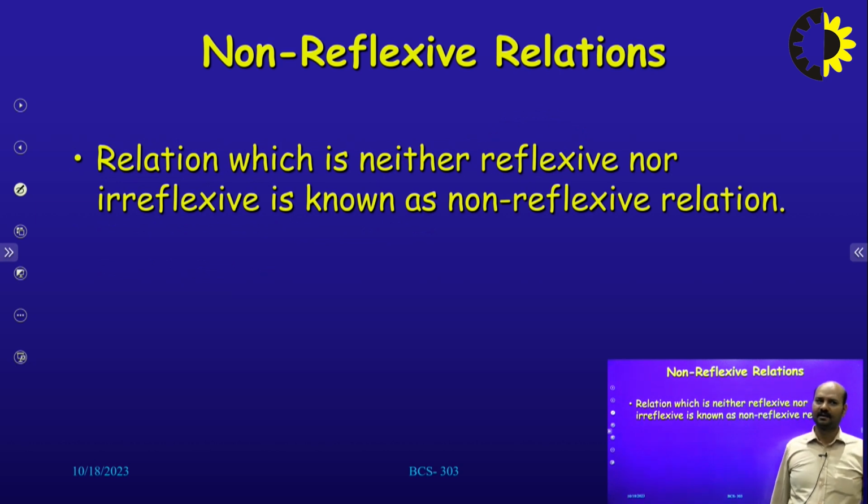Non-reflexive relation. A relation that is neither reflexive nor irreflexive is known as non-reflexive. It means some self relations are present and some self relations are absent. So we can say that such a relation is a non-reflexive relation.